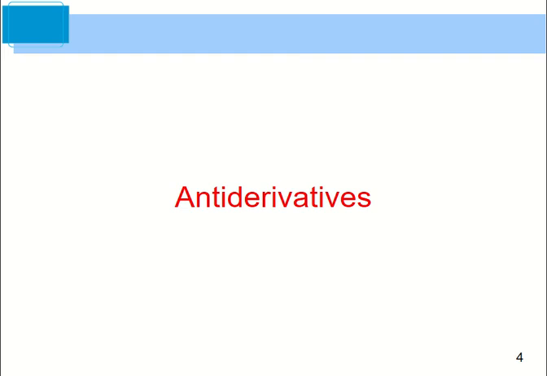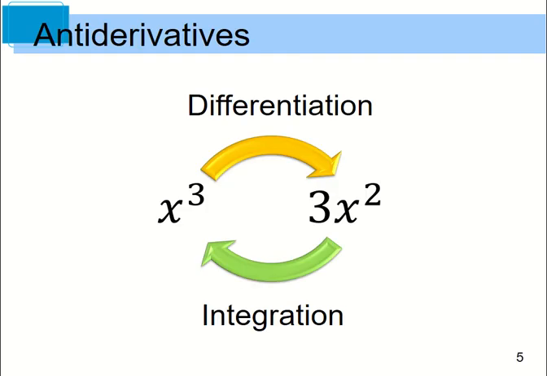Let's start with the antiderivative. What is integration? Integration is actually the inverse of differentiation. For example, if we have x to the power of 3, after differentiation we get 3x squared. Differentiation is the process, and what we get here is called the derivative. Please take note that the derivative refers to the answer we get, while differentiation is the process.